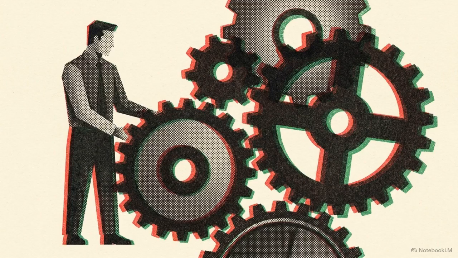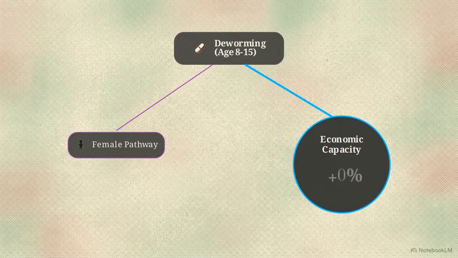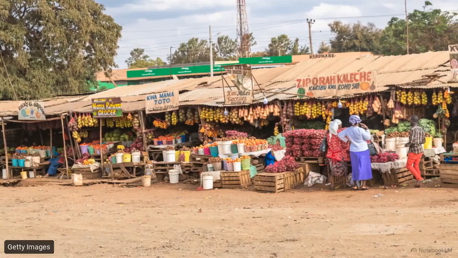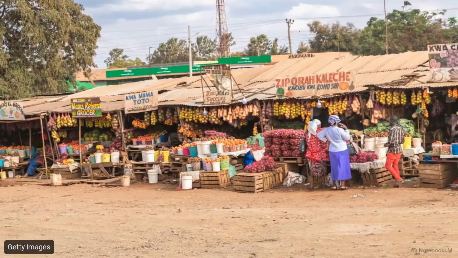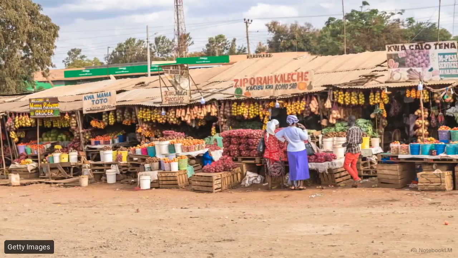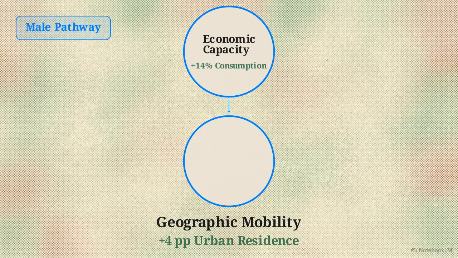The male cohort contributed to the 22% mortality drop through different socioeconomic levers. For men, the primary mechanism was economic leverage. Treated males experienced a permanent 14% increase in per capita consumption expenditure. A 14% bump provides a household with the purchasing power necessary to secure reliable food sources, maintain hygiene standards, and absorb economic shocks. This added economic capacity translated into geographic mobility. Treated males were 4% more likely to migrate and reside in urban areas.